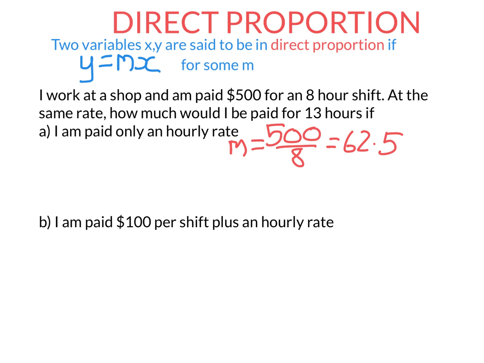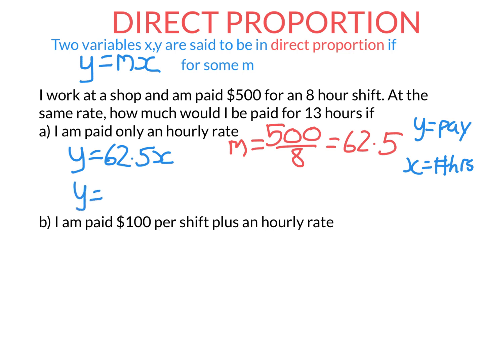So if you just earn an hourly rate, your pay, which I'm going to call y, is equal to 62.5 times x, where x is the number of hours. To find out how much you'd be paid for 13 hours, you would simply multiply 62.5 by 13. And if you do that, you get $812.50.